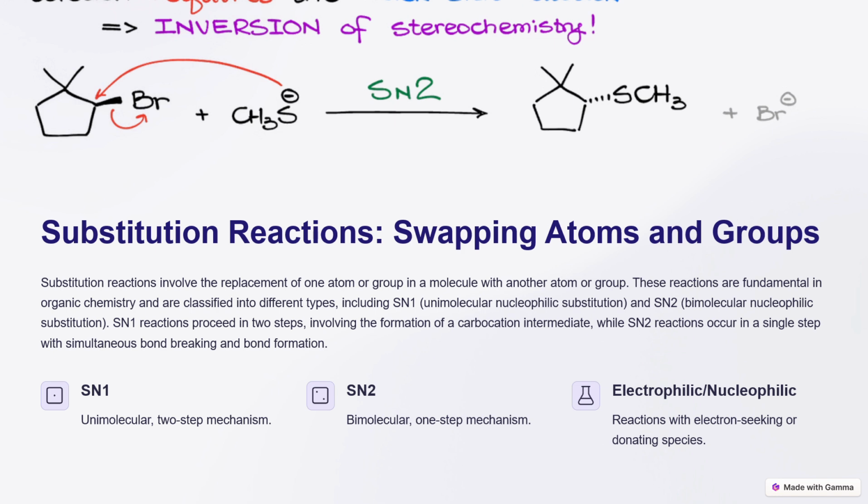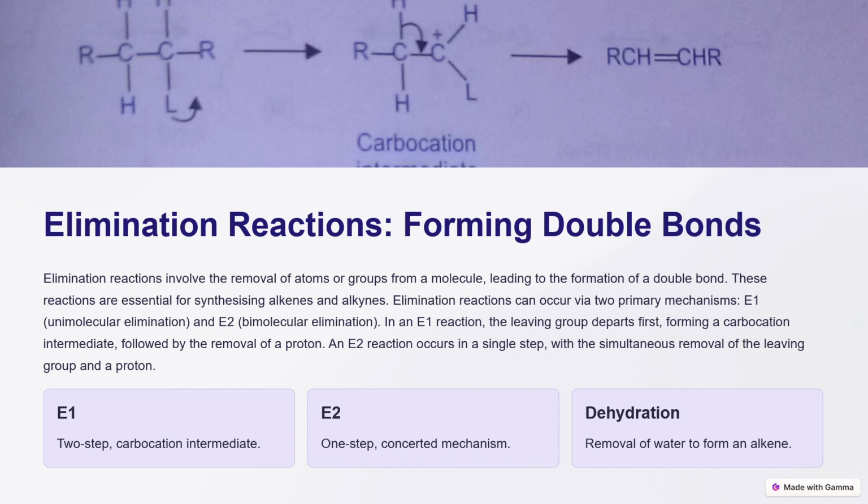Remember that SN1 is a unimolecular, two-step mechanism, while SN2 is a bimolecular, one-step mechanism. Also, nucleophilic is defined as the reaction of two electrons seeking an atom, or donating a species of atom.